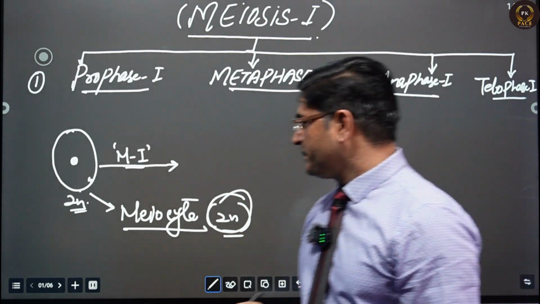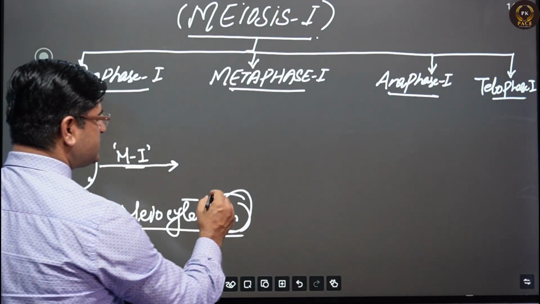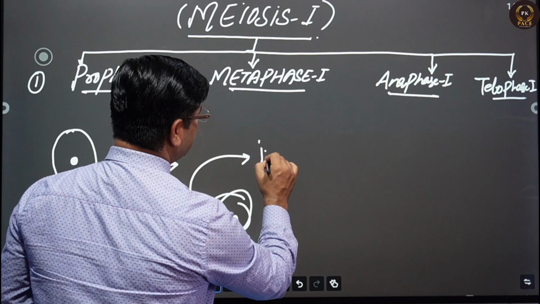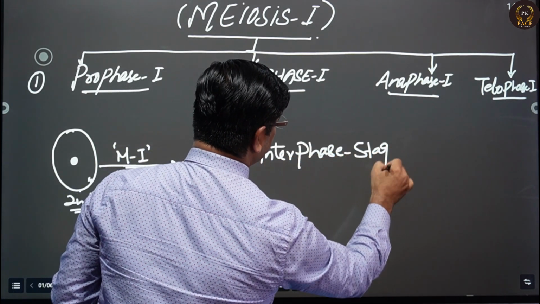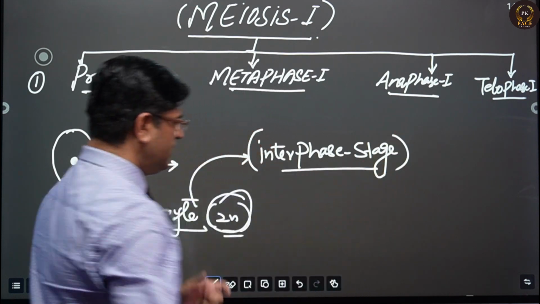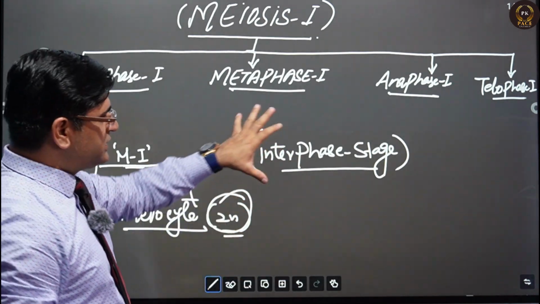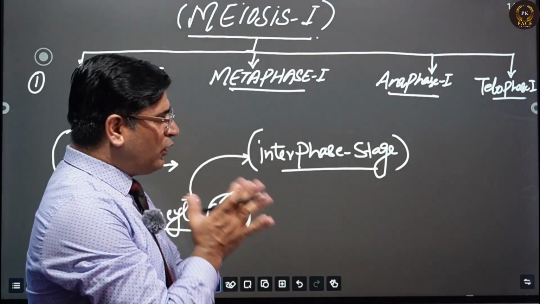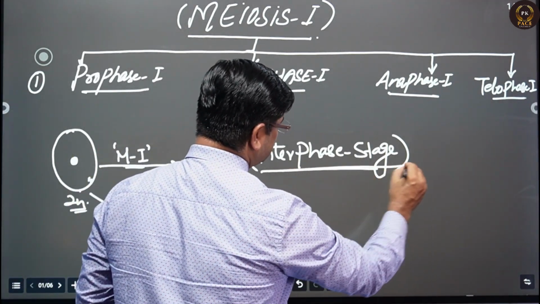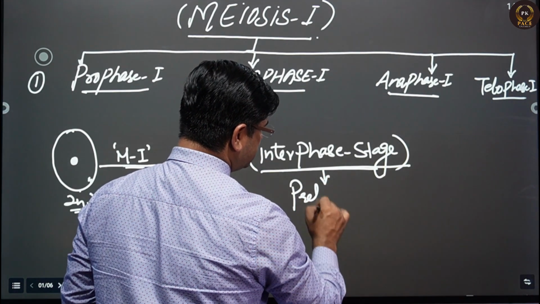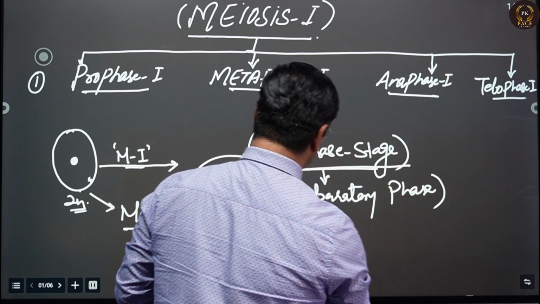But before entering into meiosis 1, this meiocyte cell has to complete the interphase stage. The same cell which will enter into the meiosis has to enter first into the interphase stage. I have already taught you the interphase stage. The interphase stage is a preparatory phase, you know that.